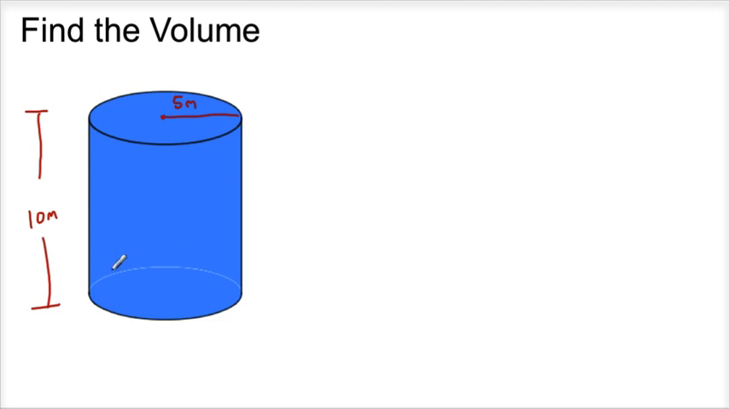Okay, so a cylinder again. I'm looking at my base here. What shape is my base in? Circle. So my base here, my capital B, is a circle. What's the area of a circle? Pi r squared. So to turn this circular base into a volume, I take the base, which is pi r squared, and multiply it by height.